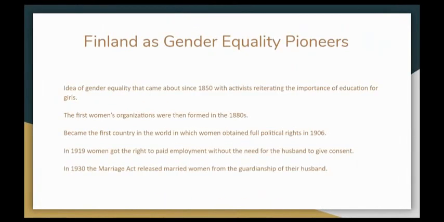Finland has been a gender equality pioneer since the 1850s, with activists emphasizing the importance of education for girls, which eventually led to the formation of the first women's organizations in the 1880s. Finland became the first country in Europe in which women obtained full political rights in 1906.